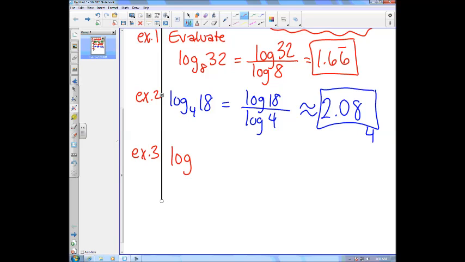Log base 2 of 12. Make sure you write down your work and then round the answer to the nearest hundredth. Log base 2 of 12. Change the base. Raise your hand when you think you have the answer.